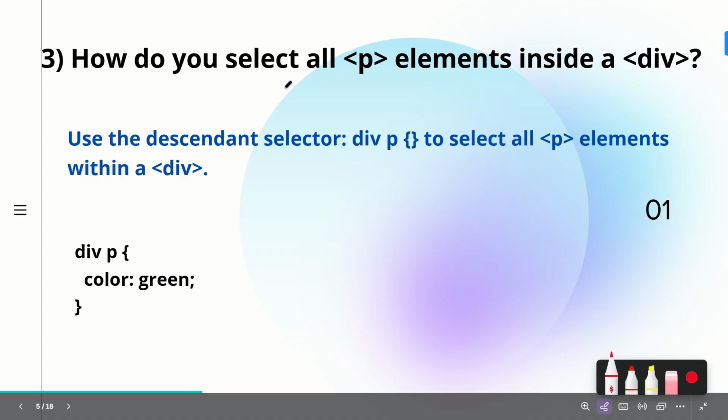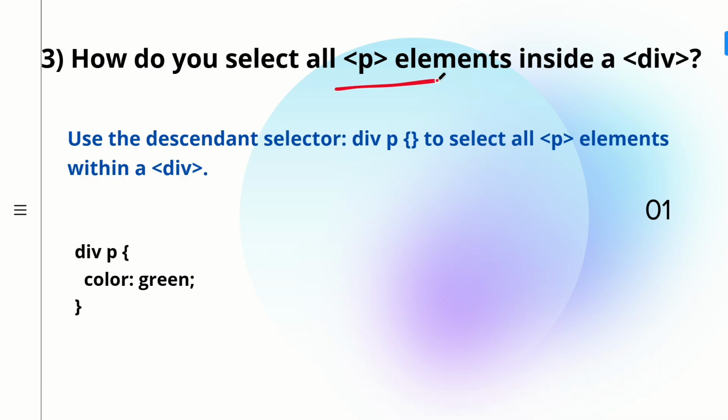Let's see our third question. How do you select all p elements inside a div? Suppose we have one div, and inside this div we have maybe hundreds of paragraph elements, hundreds of p tags. If you normally had to give class styling or class names, you would have to go to all of the tags and give them the class name, or individually give them the data.